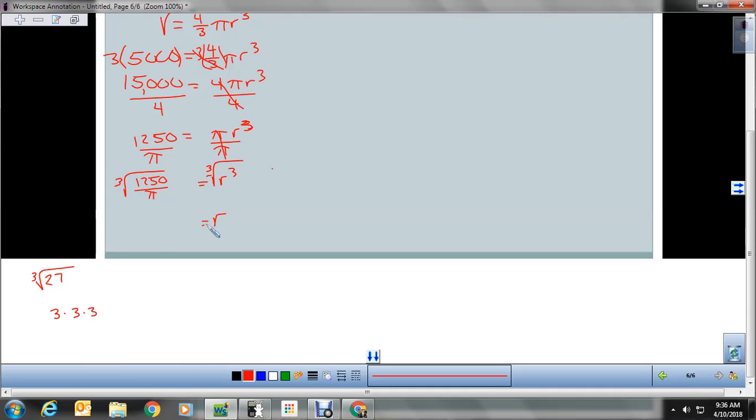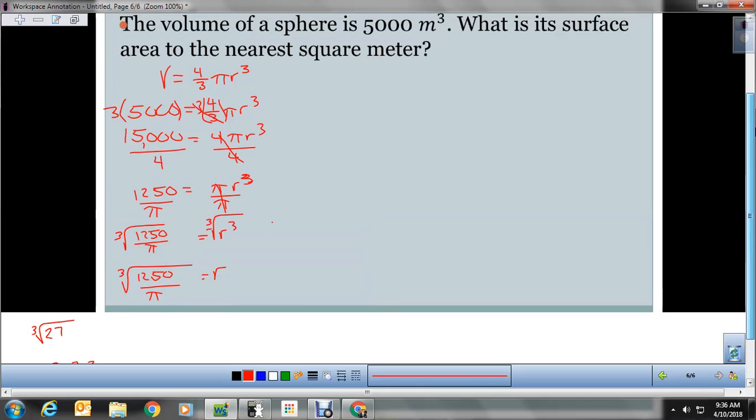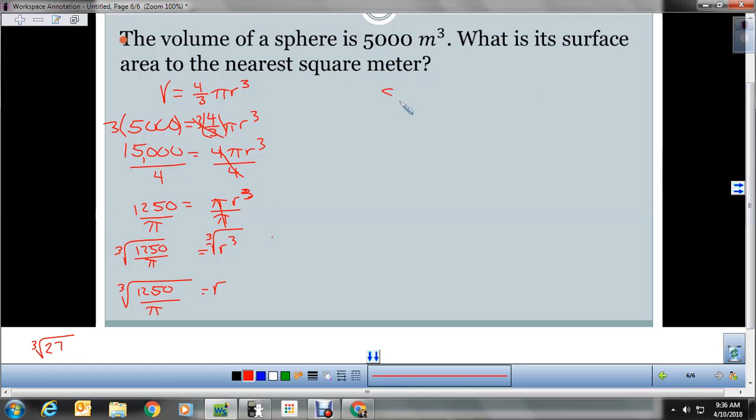So our radius is going to be equal to the cube root of 1250 over pi. Now you could put this in decimal form and round to 4 decimal places, or you can leave it in exact form like this. So now we're going to go back to what we're looking for. We're looking for the surface area. So surface area is equal to 4 pi r squared. So we found our radius. We're going to plug it in here. So 4 times pi times our radius. Well, our radius is the cube root of 1250 over pi. And we take our radius and we're going to square it.